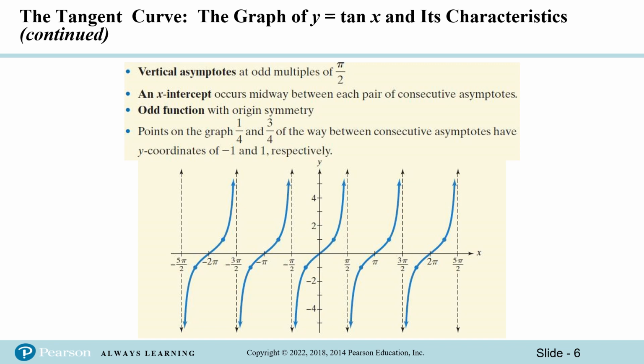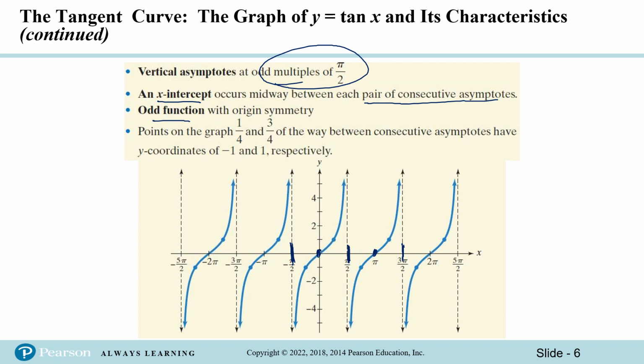Again, vertical asymptotes at odd multiples of pi over 2. You are going to have an x-intercept that's halfway between each pair of consecutive asymptotes. So if you look at negative pi over 2 and positive pi over 2, exactly halfway between is 0, and there is an x-intercept there. If we look at pi over 2 to 3 pi over 2, exactly halfway between is 2 pi over 2, which is pi, and there is your x-intercept. And so you can just keep on going with that pattern.